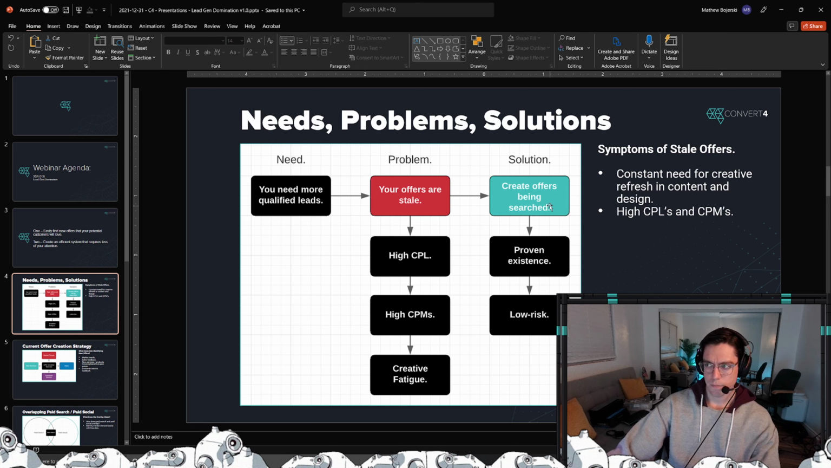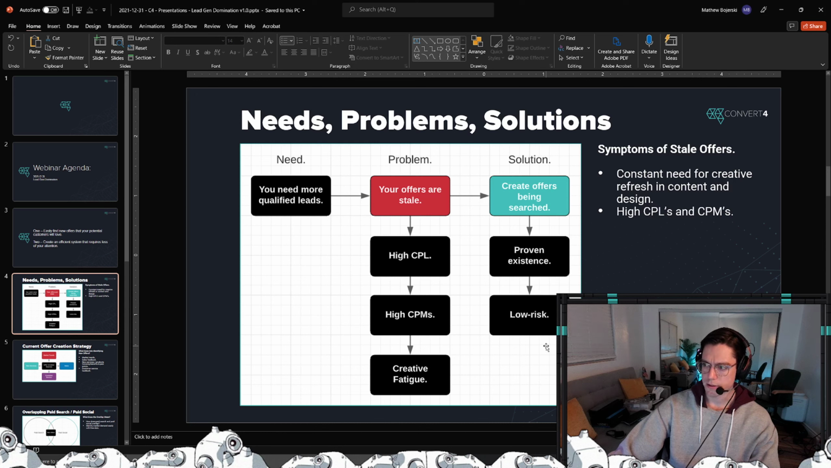In the solution, you're going to want to create offers being searched on Google, and you're going to utilize the proven existence of these searches, because if something is being searched in Google, that means that there is a real human body with two eyes, nose, mouth that is providing that search to Google, and they're looking for something. They're looking for an answer, they're looking for a solution, they're looking for a resource. And if you don't have that yet created, you're not going to be able to supply that to them.